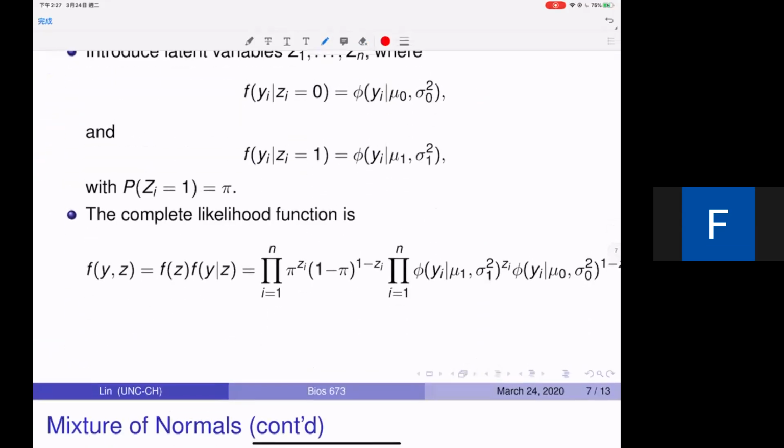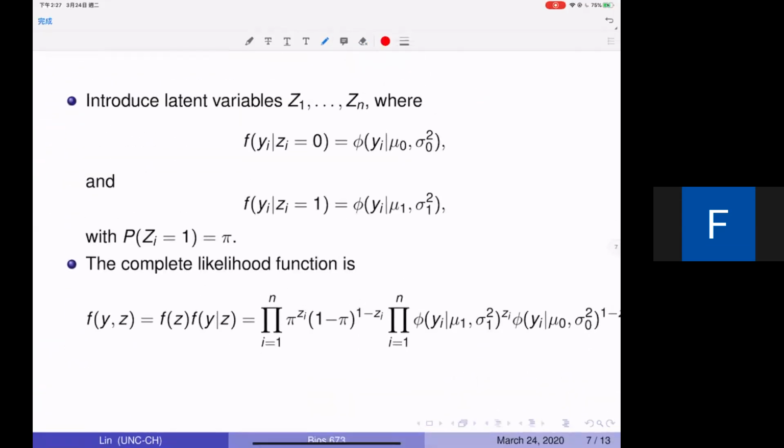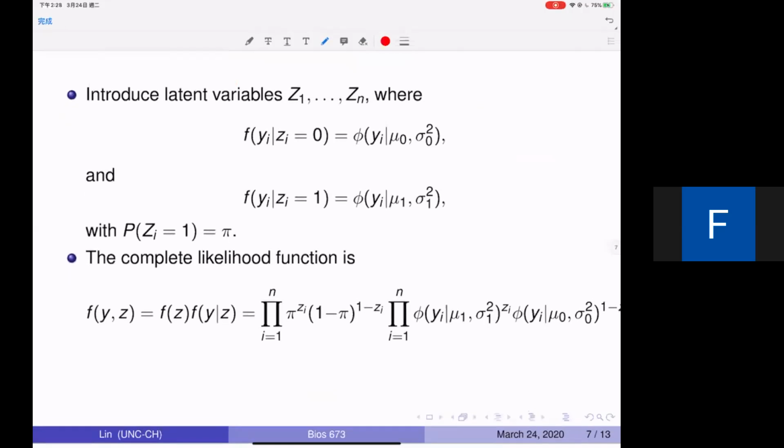Okay, then there's some smart guys coming up. How about introducing a so-called latent variable then? I don't know who belongs to which group, I don't know which one belongs to which group. But what if I do know it? What if I know that this guy is coming from 0, this guy coming from 1?